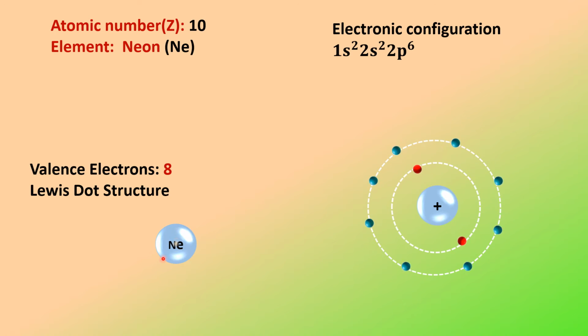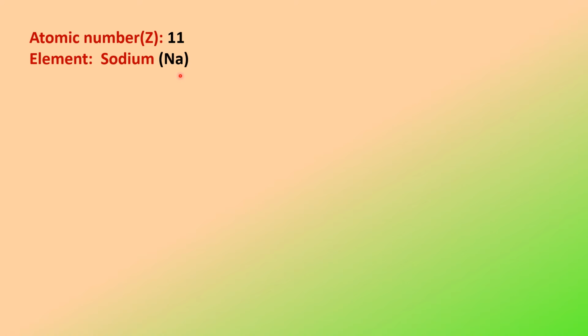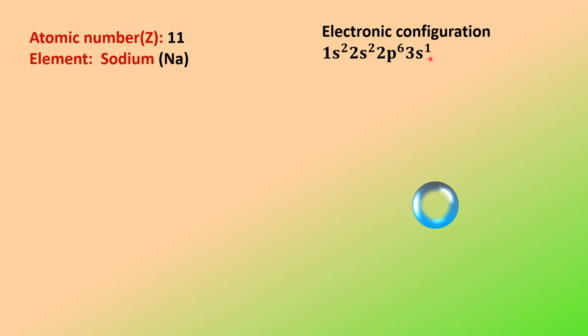This is the neon nucleus with 8 electrons in its outermost shell. The next element after neon is sodium. Its atomic number is 11 and its symbol is Na. It has the electronic configuration 1s2, 2s2, 2p6, 3s1. So the third shell has started from sodium. In the third shell it has 1 electron.